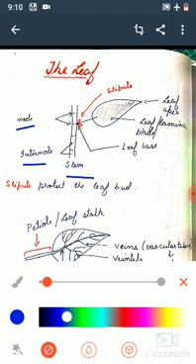Okay, now this leaf apex, the topmost part of the leaf is the leaf apex, and the leaf blade or the lamina, the broad part. Okay, all this part is basically the leaf blade or the lamina. Now the petiole. Petiole is the structure which helps the leaf to get attached with the stem. So if this is the stem, this petiole helps in the attachment of the leaf to the stem.